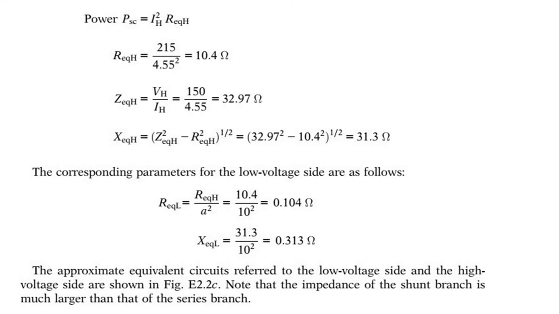The corresponding parameters for the low voltage side are as follows. R equivalent is equal to R equivalent divided by A squared, which is 10.4 divided by 10 squared, equal to 0.104. X equivalent is equal to 31.3 divided by 10 squared, equal to 0.313 ohm. The approximate equivalent circuits referred to the low voltage side and the high voltage side are shown in the figure. Note that the impedance of the shunt branch is much larger than the series branch.